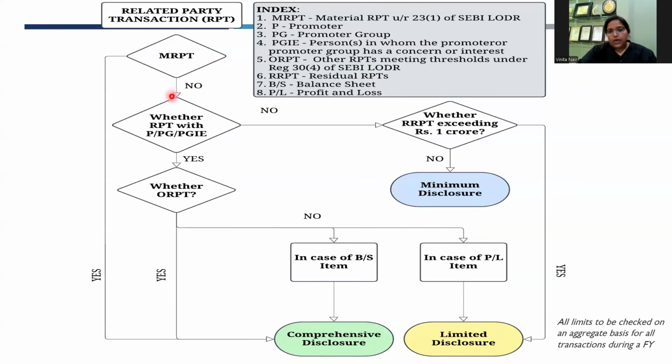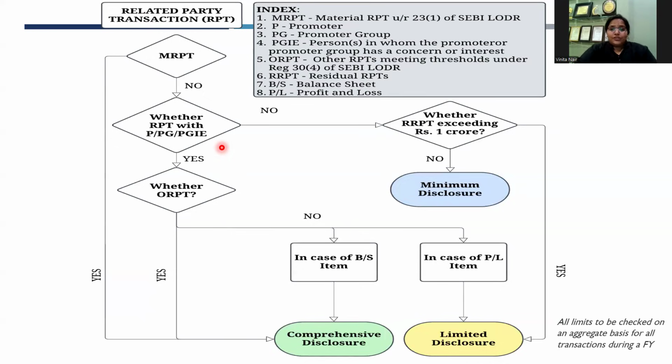If it is not a material RPT, then I look at whether I'm transacting with an RP who is either a promoter or a promoter group or promoter group interested entities. So let us understand that there is no new set of RPs to be identified. The promoter group interested entities is not a new set which I'll now be monitoring or tracking. I'll just identify those entities and map them across my existing related parties.